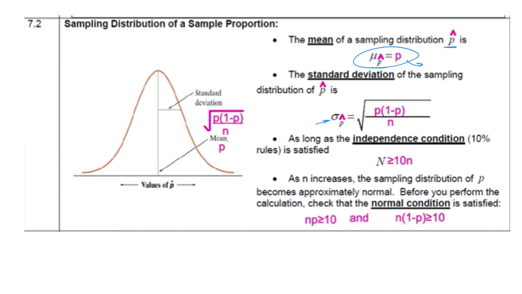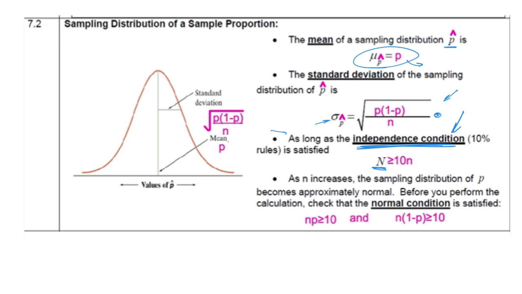Now, the independence condition. As long as the independence condition is satisfied, we can use these things. We can use the standard deviation formula. That means your population has to be greater than or equal to 10 times the sample size. If you think about our Reese's Pieces, did we have more than 250 candies in the machine? Well, yes, then we can use this as the standard deviation of our sampling distribution.